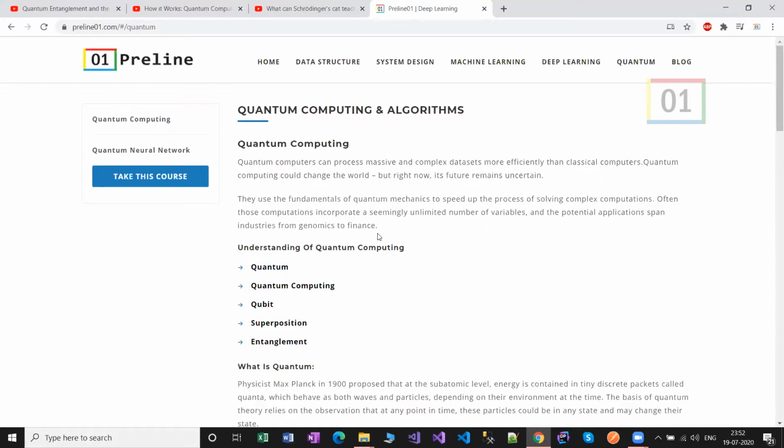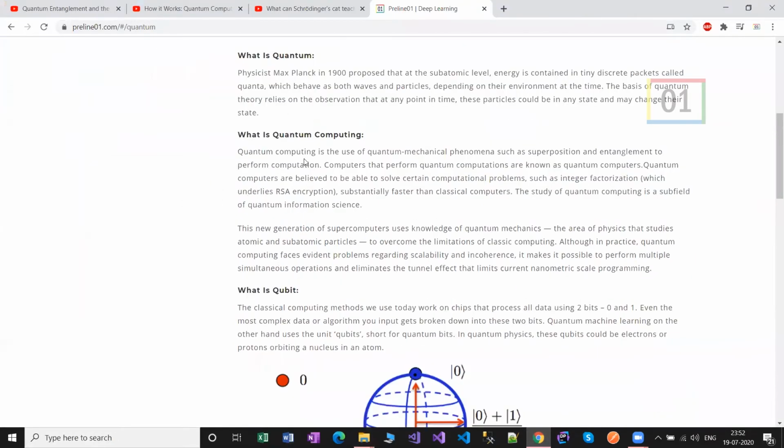So what is quantum computing? Quantum computing is the use of quantum mechanical phenomena such as superposition and entanglement to perform computation. The computers that perform quantum computations are known as quantum computers. Quantum computers are believed to be able to solve certain computational problems, such as integer factorization, which underlies encryption, and drug discovery, faster than classical computers.